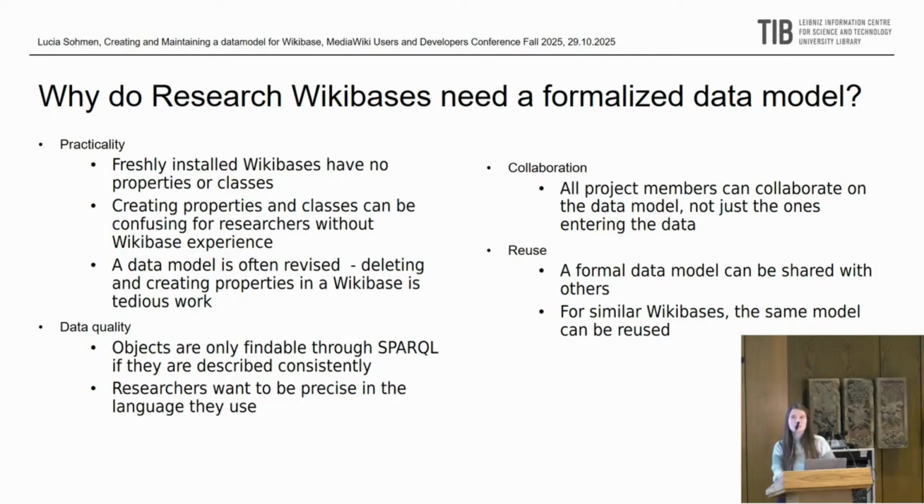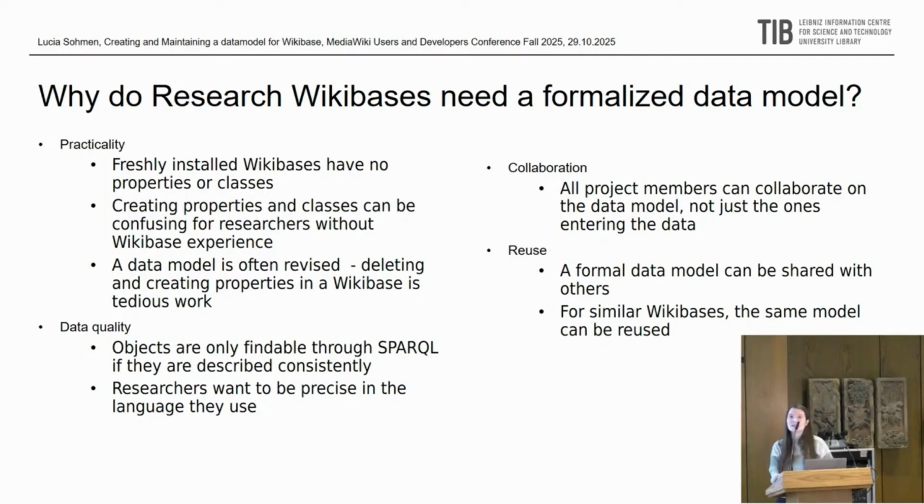And also when working on a data model, it's often an iterative process. It's revised all the time. So it can be a bit of a pain to delete properties in Wikibase and recreate them. You can't change the data type. So maybe you wanted to have a URL, but now you want to change it to a string or an item, and that doesn't work, so you have to delete everything.